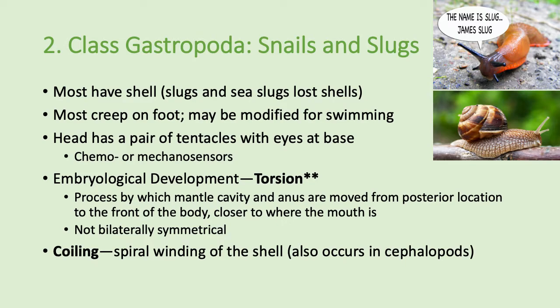So because of torsion and because of the movement of the anus, it has a reduced excretory system, and it's like it's laying on one side more than the other. So the organs on the inside are not bilateral. So yeah.